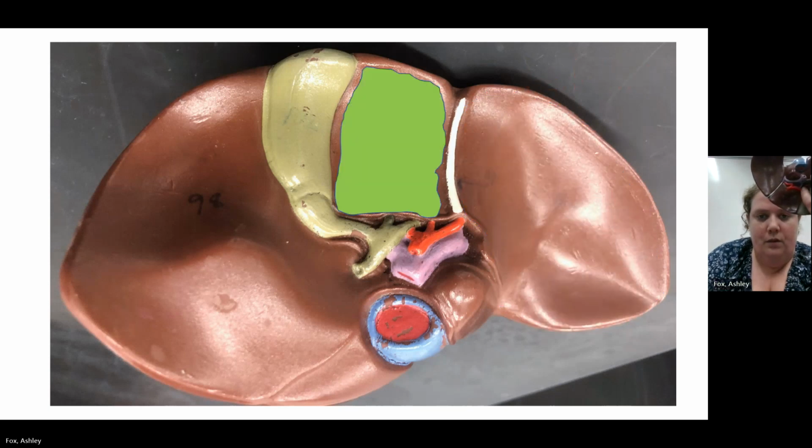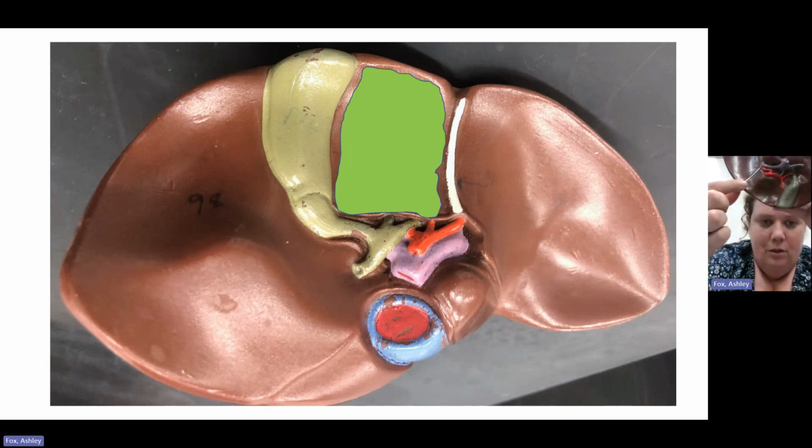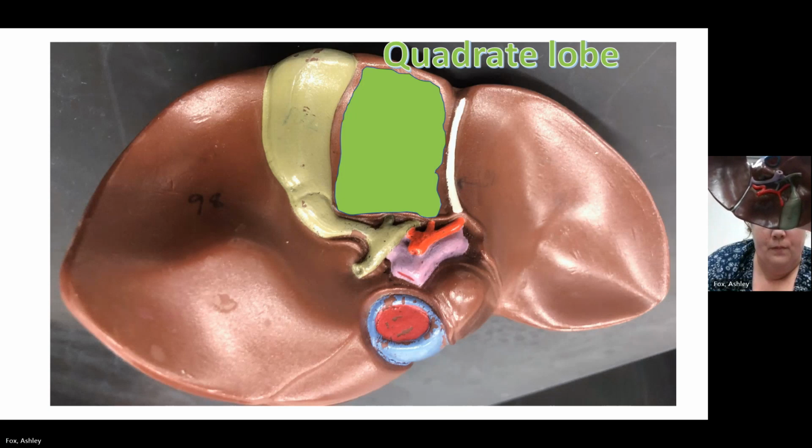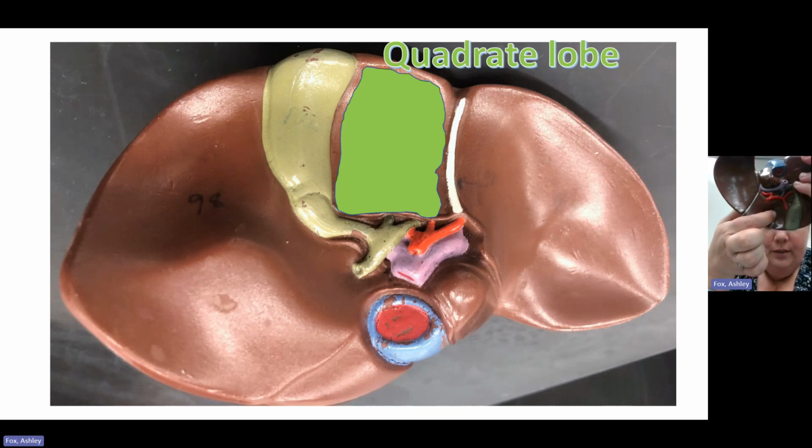Then you're looking at the two separate ones. Here down by the gallbladder, which we'll show you next, is kind of like a little square right here. That is your quadrate lobe. So you have left, you have right, you have quadrate.